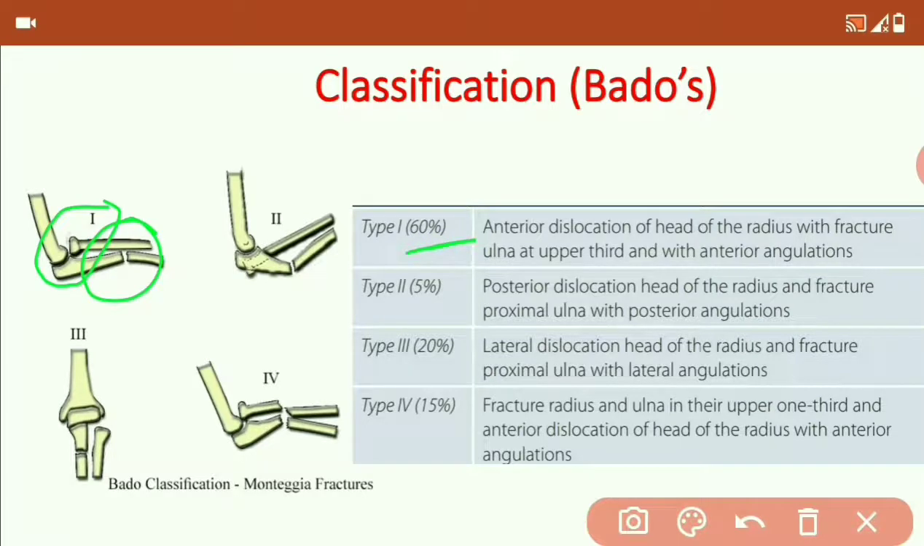And in type 2, there is posterior dislocation of the head of the radius and posterior angulation of the proximal ulnar fracture. Likewise, in type 3, there is lateral dislocation of head of the radius and fracture of proximal ulna with lateral angulation. In type 4, there is fracture of both radius and ulna, and there is anterior dislocation of head of the radius.